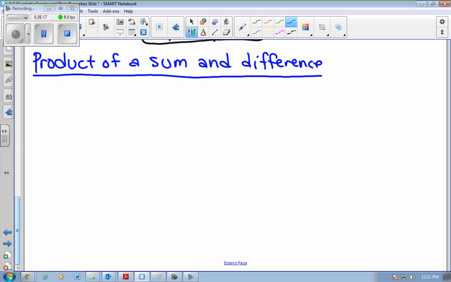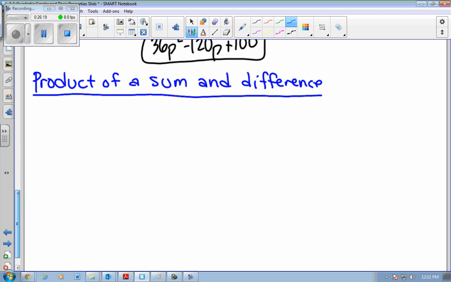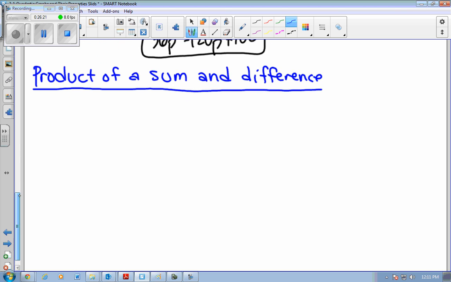The product of a sum and difference. Example 8. Okay? Product means we're multiplying. Sum means there is something being added. This is the answer to an addition problem. Difference is the answer to a subtraction problem.